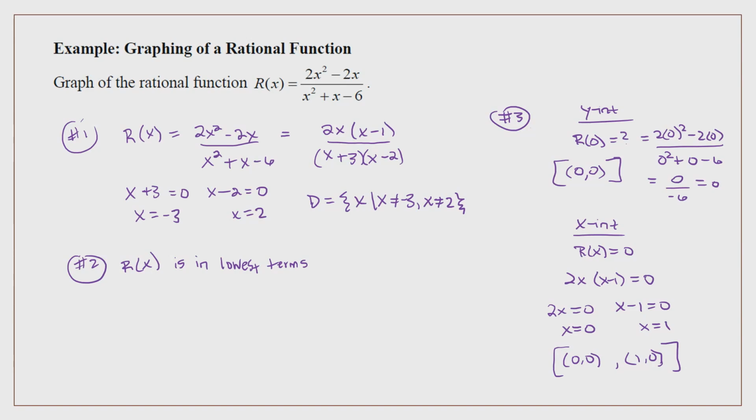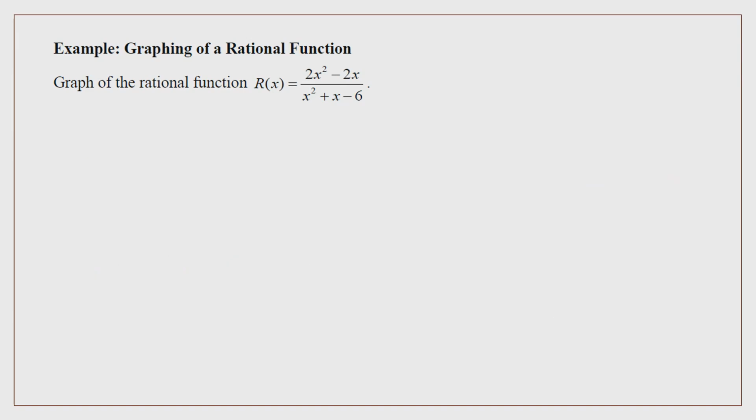So now we can find our asymptotes. So let's first find our vertical asymptote. Our vertical asymptote is the real zeros of the denominator, which we have already found by factoring the denominator and setting each factor equal to 0. So we have x equals -3 and x equals 2 as our 2 vertical asymptotes.